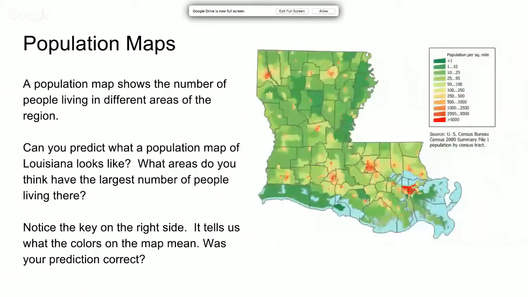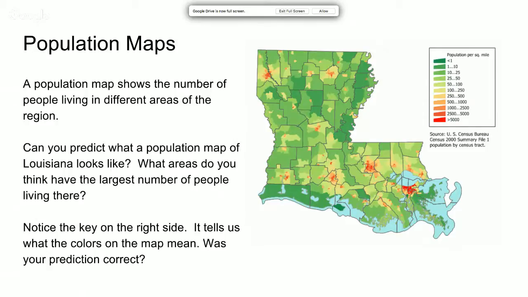Here's a population map of the state of Louisiana. Again, look at the key. This one is on the right side, and this is also a color key. So the colors tell us how many people per square mile. So do you see some areas with lots of population? Yes, the person who said New Orleans was right. Just under Lake Pontchartrain, you see the city of New Orleans, and it's all red because many people live in that area.